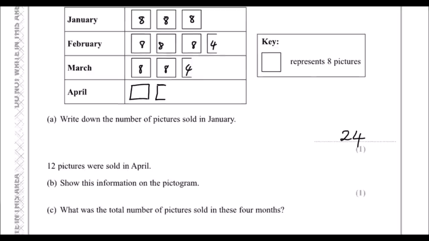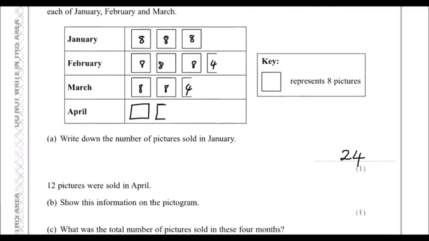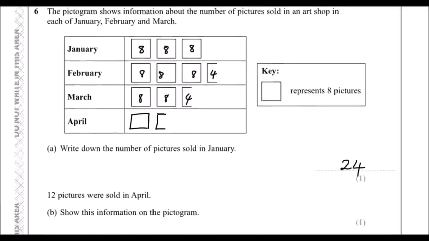What was the total number of pictures sold in these 4 months? So we know April was 12. We know January is 24. February, well, it's 4 more than January. So that's 28. And for March, we've got 4 less than January, which is 20.